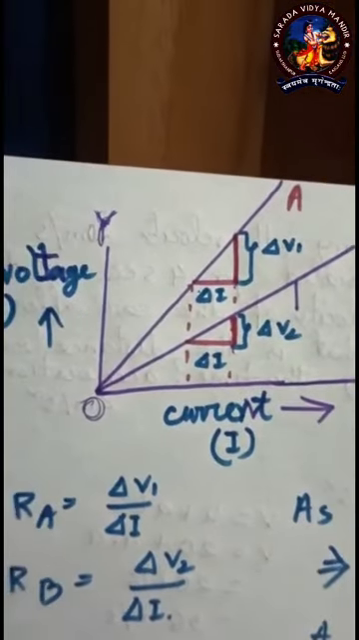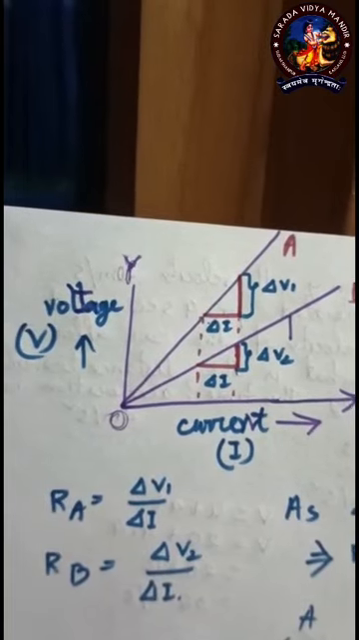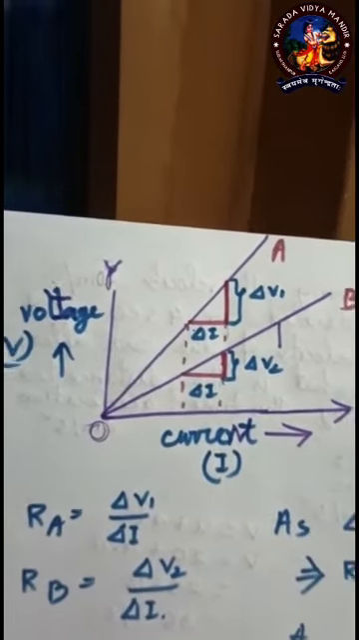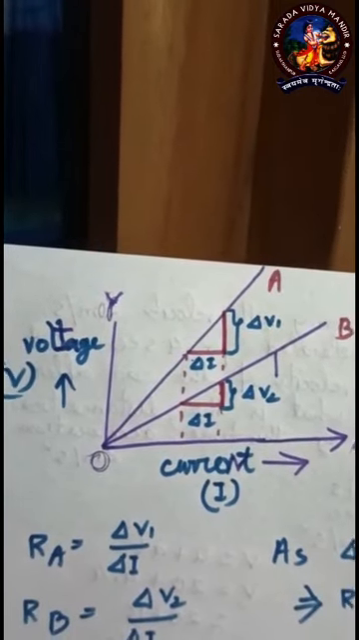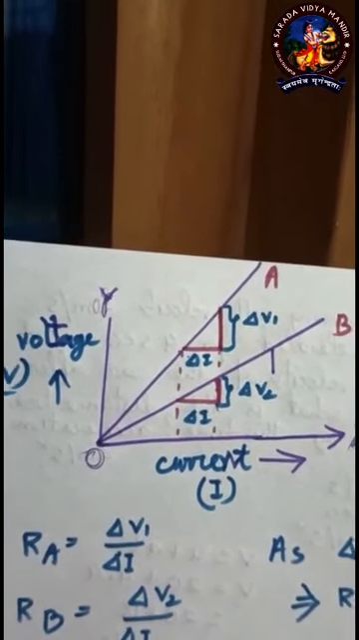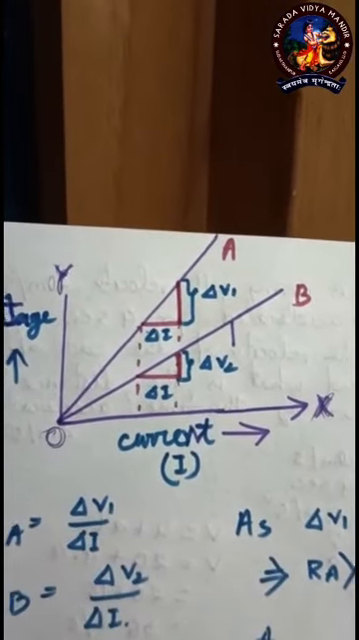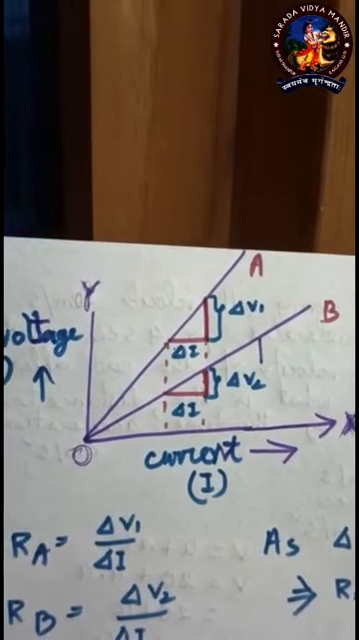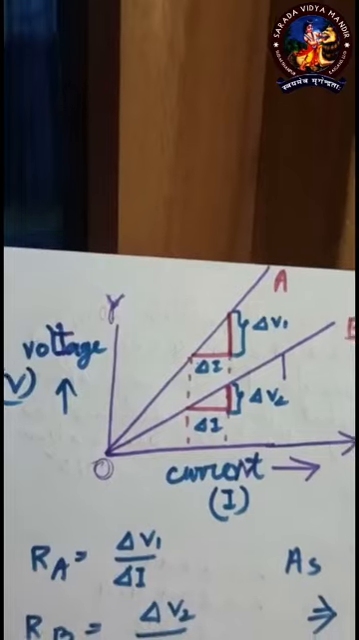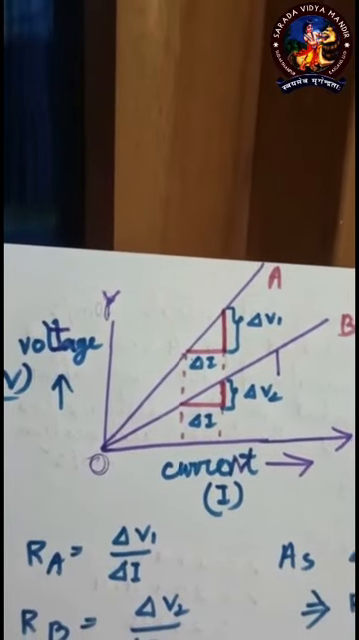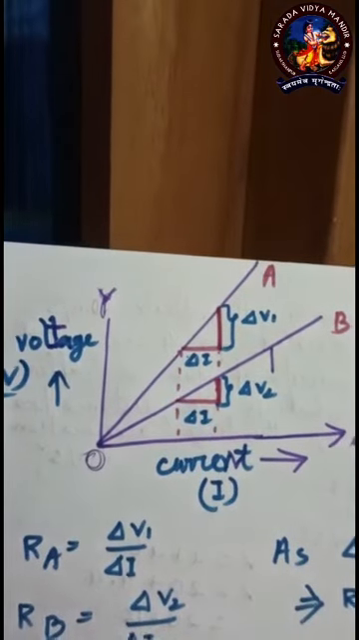Before I discuss potential, a very important thing about the voltage-current graph I would like to discuss. So this is the graphical representation of current and voltage. Suppose I have taken current along the x-axis and voltage along the y-axis. And suppose we are getting two slopes for two different resistances. So one is A, another one is B. Now if I want to have the slope of graph A and slope of graph B, how to get it?